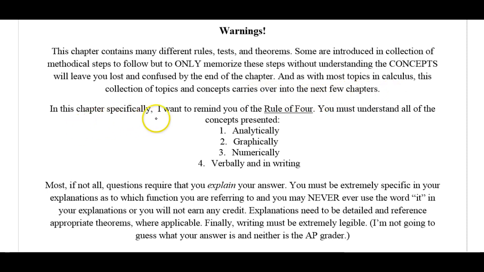In this chapter specifically, I want to remind you of the rule of 4. You must understand all of the concepts presented analytically, so that means with symbols and variables, graphically, which is why I additionally presented you with the graph over each particular interval, numerically, so that's substituting in the values, being able to find and compare which value is bigger, which is smaller, without a calculator, and finally, verbally and in writing. So most, if not all, questions require that you explain your answer. So this goes to the verbally and in writing portion of the rule of 4.